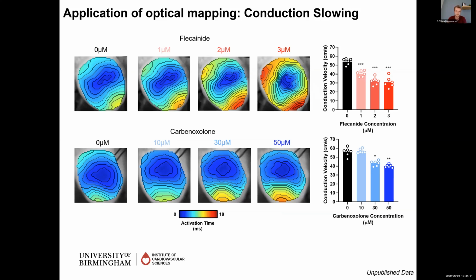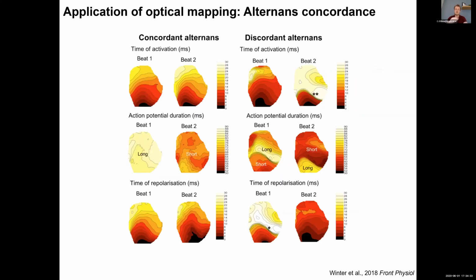You can see that mapped by the group data here, showing the slow conduction velocity on the right. But what optical mapping allows us to do, crucially, is move beyond these global changes and look at specific spatial changes and where these occur.